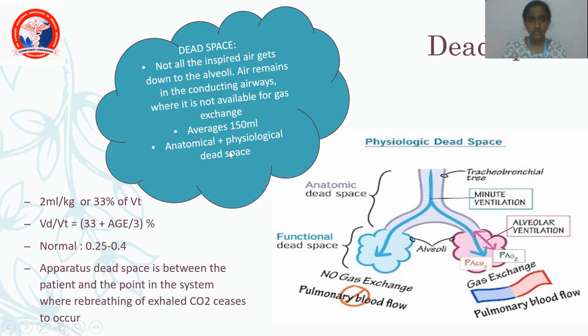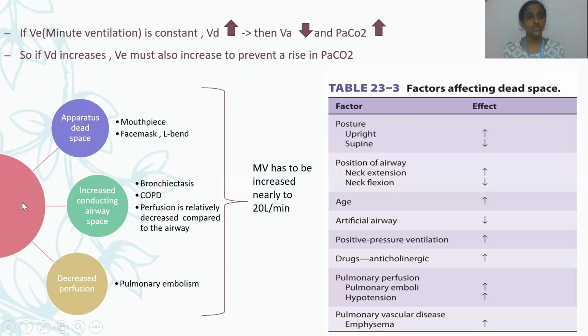But let's talk about the normal thing. A normal dead space is 150 ml. That is 33% of tidal volume. That is 2 ml per kg. So there are apparatus dead space, anatomical dead space, physiological dead space, functional dead space. All these terminologies you should be familiar with.